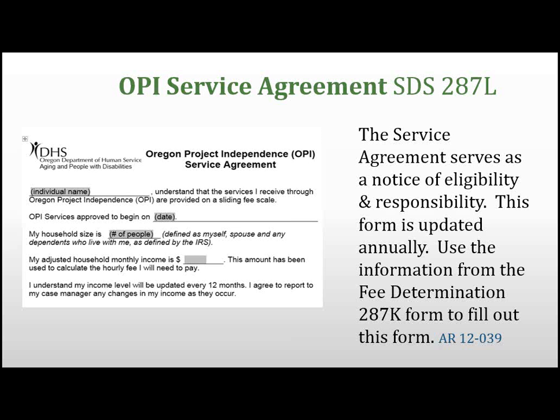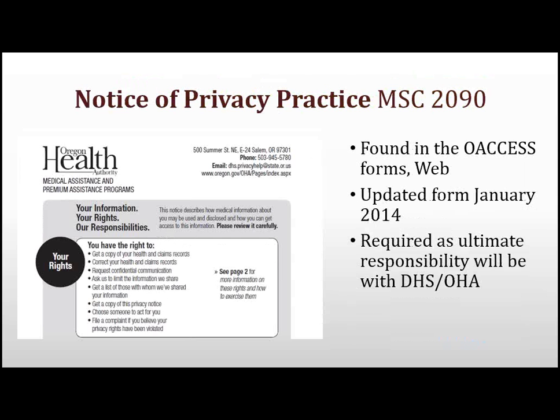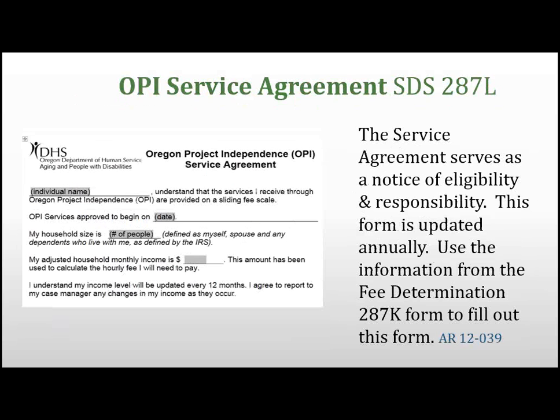Here's the OPI Service Agreement, and we don't have our consumers do a rights and responsibilities. We don't have them sign anything that says I understand what my responsibilities are. It's just here on this particular form. So this is going over what is their responsibility, what are they going to be receiving. It shows what the adjusted income is going to be based upon our calculations. And so it's important that we go ahead and we complete all of this form.